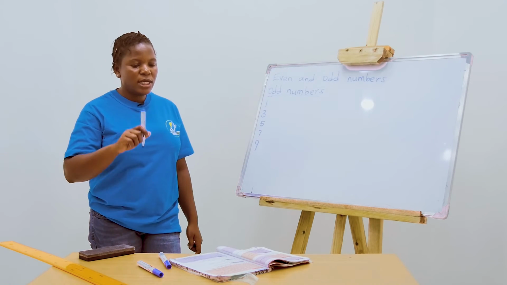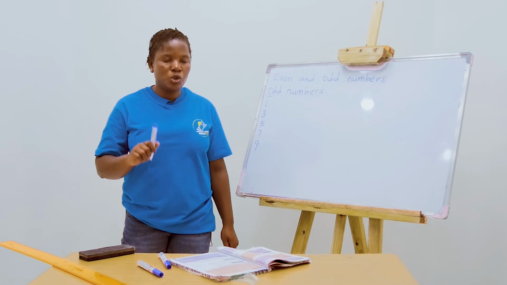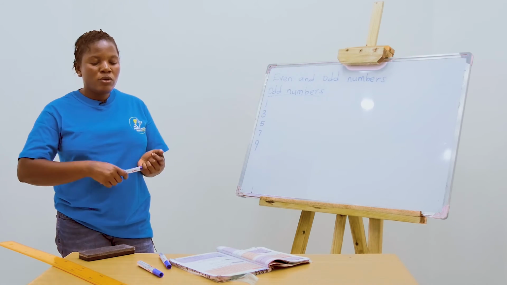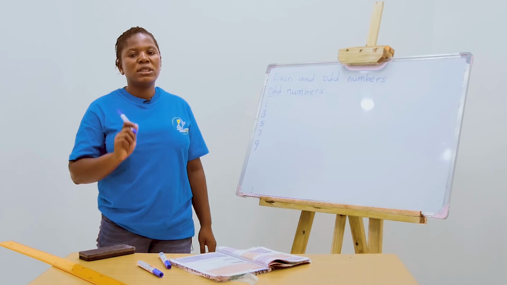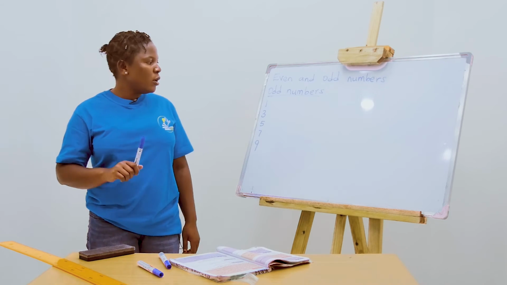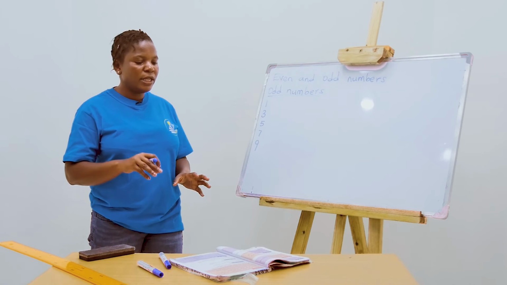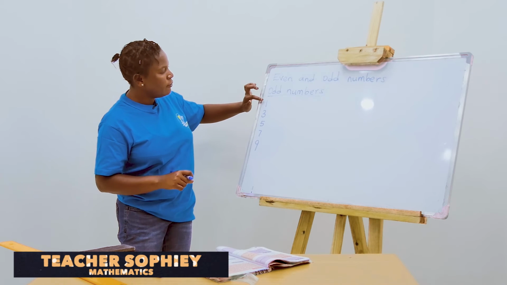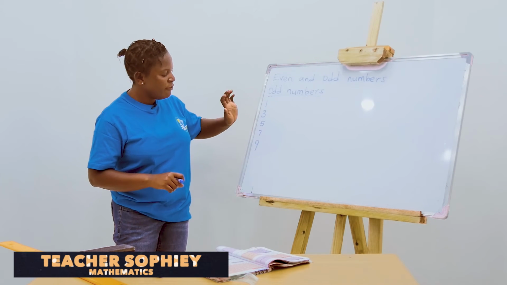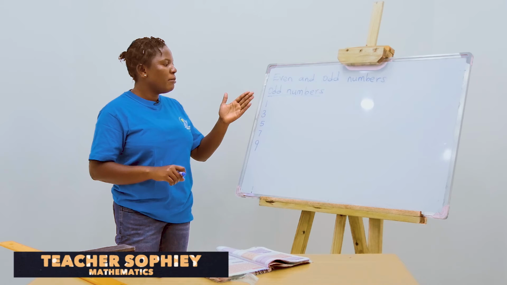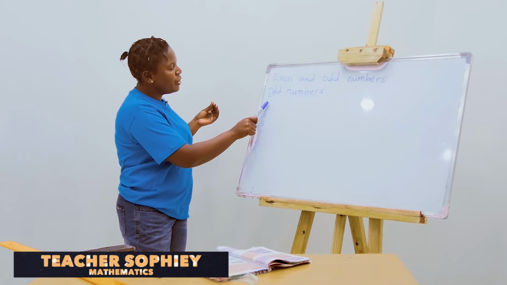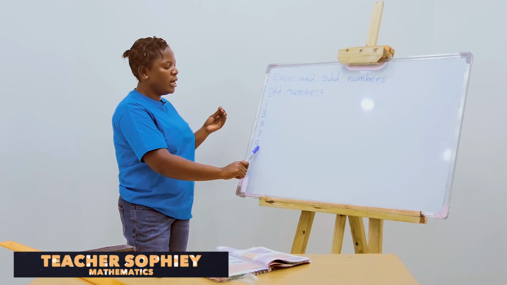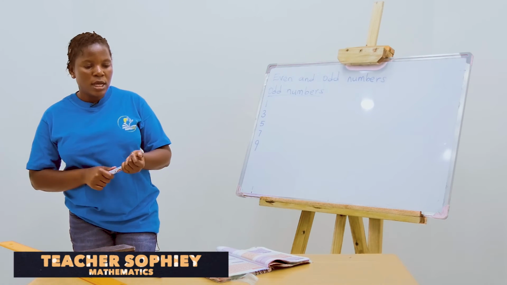And remember, odd numbers cannot be divided by 2. They are not divisible by 2. When you divide odd numbers by 2, your final answer will not be 0. You will get a remainder. So, odd numbers are numbers that cannot be divided by 2. Our odd numbers we have 1, 3, 5, 7 and 9. When you get any number that ends with 1, 3, 5, 7 or 9, that is an odd number.